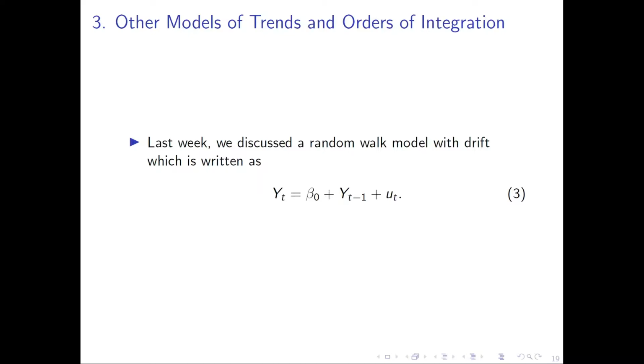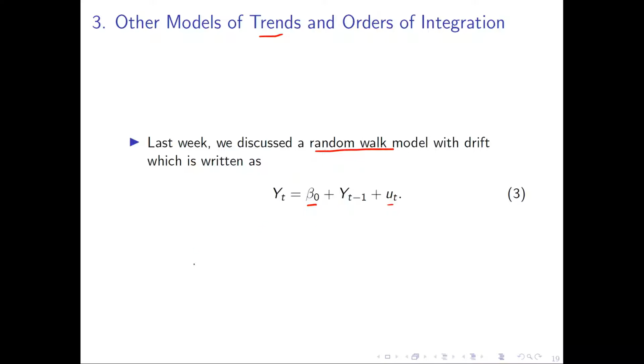Some videos ago, we modeled trends, right? And we saw this random walk model with drift, where this is the stochastic drift term, beta naught, and yt equals the drift plus the value of the y process in the previous time period plus this error term.